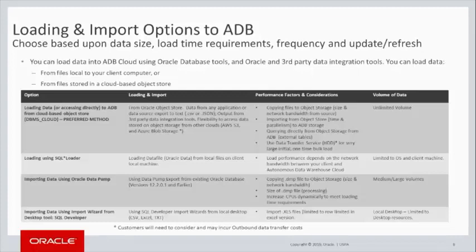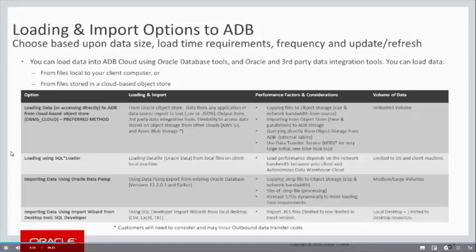SQL Loader can be used for loading data located on local client file systems into Autonomous Database. There are limits around OS and client machines when using SQL Loader. Data Pump is the best way to migrate a full or part database into ADB, including databases from previous versions. Because Data Pump will perform the upgrade as part of the export-import process, this is the simplest way to get to ADB from any existing Oracle database implementation.